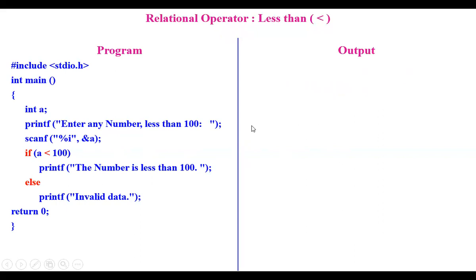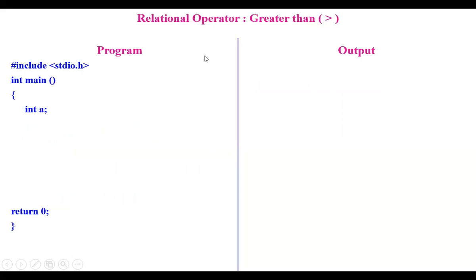Now, suppose we run the program again. Enter any number less than 100, same. But I have entered a bigger number. What happens? When the condition is not satisfied, it does something else. What is it? Invalid data. It has to say that it is invalid. Clear? So whatever you write here, it appears. You can say it is a bigger value or something like that. So it is saying invalid data. So this is the way of utilizing if-else conditional statements, right?